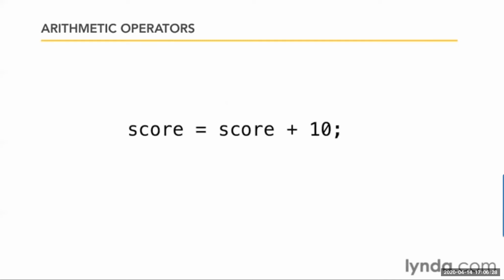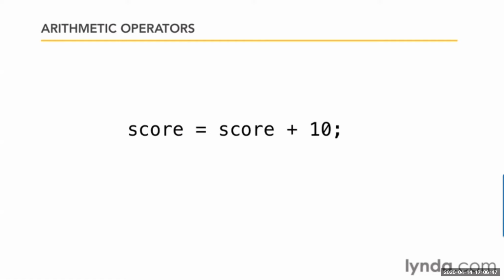Now, one thing that's very common is to see the same variable name on both sides of the equal sign. But remember, what we're looking at is to evaluate whatever's on the right-hand side. We take that as an expression. So the first thing we do here is look at whatever the current value of score is, and then we add 10 to it.